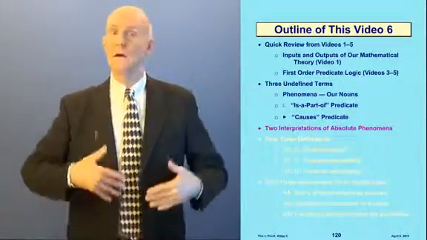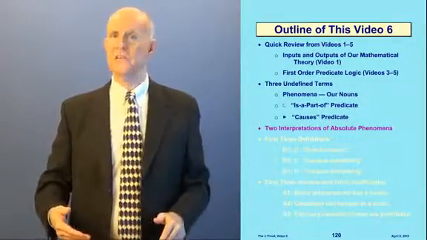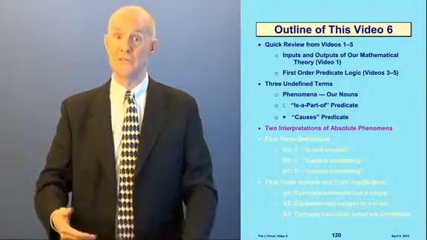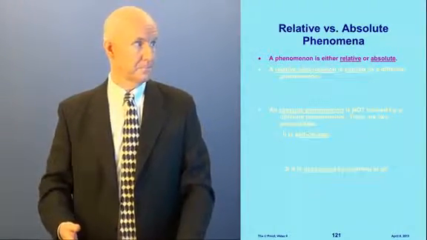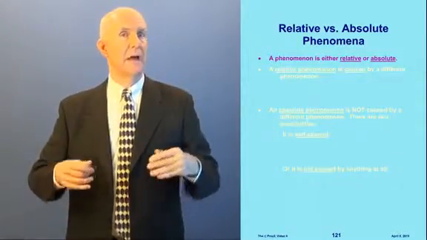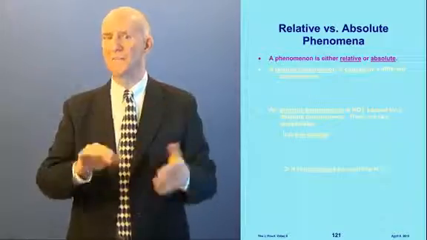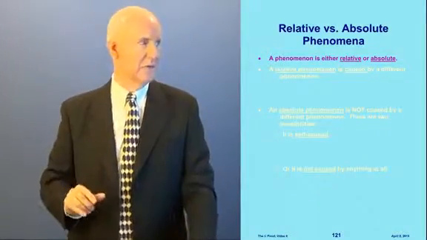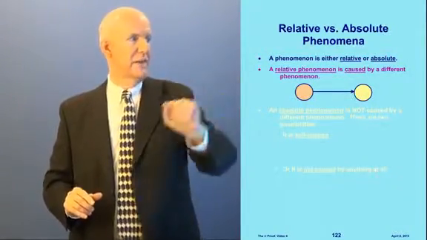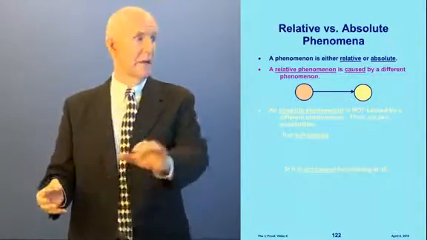All right, so now, let's move on in our outline here. We're going to talk about two interpretations of something we're going to call absolute phenomena. We're going to distinguish relative phenomenon from absolute phenomenon. So a phenomenon is either relative or absolute. Now what do I mean by that? I'll show you. A relative phenomenon is caused by a different phenomenon.